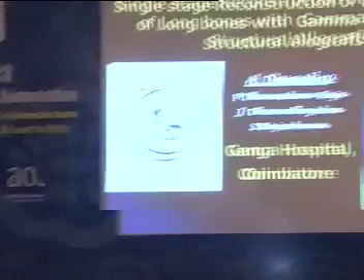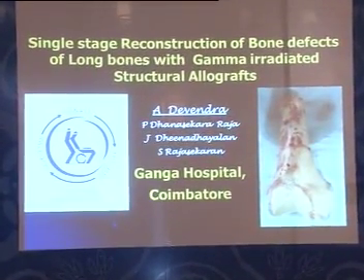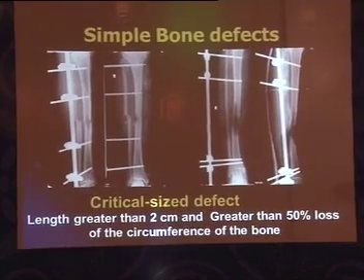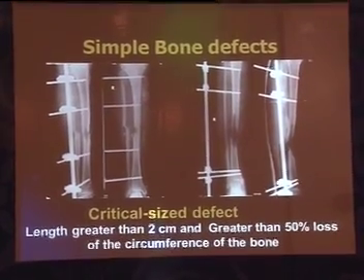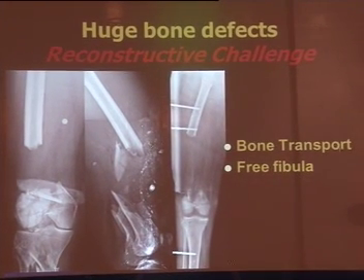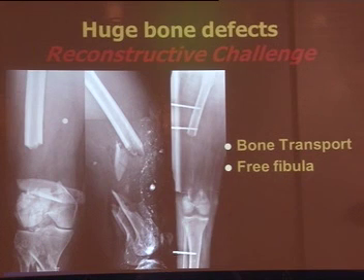Good morning to all of you. I'm going to present about single stage reconstruction of bone defects using gamma allograft of the long bones. Critically sized small bone defects are usually managed by simple bone grafting techniques. However, when the patient comes to us with this kind of bone defects, it is very difficult to reconstruct, and most of the times they end up in primary amputation.